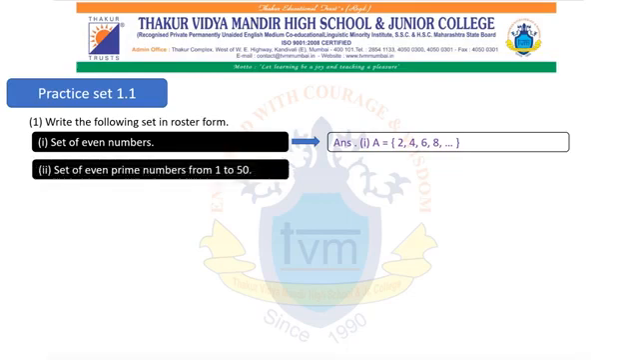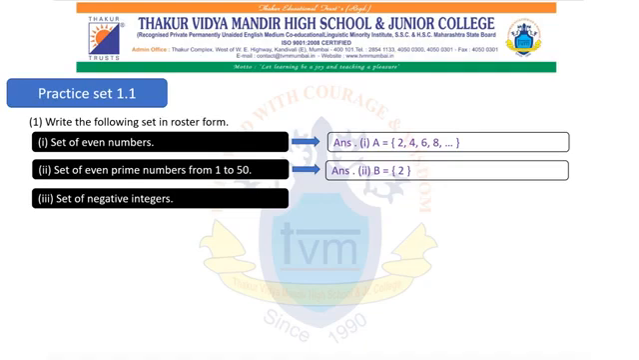Set of even prime numbers from 1 to 50. We know what a prime number is, a number which is divisible only by itself and by 1. Here they have said they want to make a set of even prime numbers. We have only one even prime number, that is 2. So it can be written as B is a set of 2.